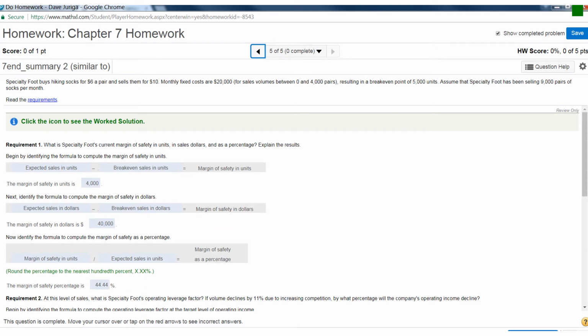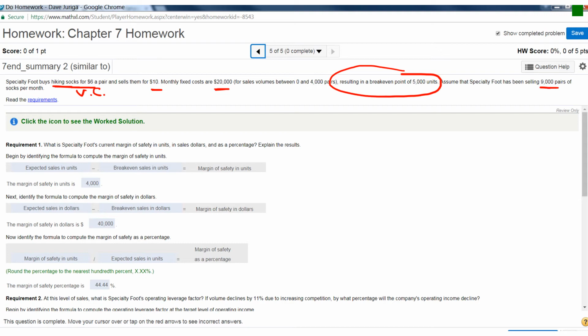Okay, so this is Chapter 7, homework problem number 5. We've got the specialty foot buys hiking socks for $6 per pair. That's a variable cost per unit. Sells them for $10. That's the sales price. You got monthly fixed cost of $20,000. And then over here, they've already calculated the break-even point to be 5,000 units. And this is what they've been selling, which is 9,000 pairs.